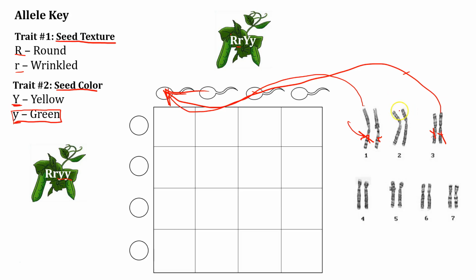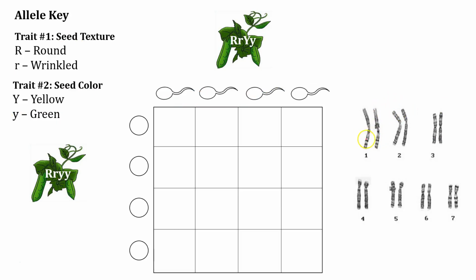It's all up in the air. But what if the traits were on the same chromosome? So here, let's say on chromosome number 1, both the seed texture and the seed color were on the same chromosome. Well, if that's the case, then basically all of these would always be passed on together when they're going to make the gametes. So these would not independently assort.